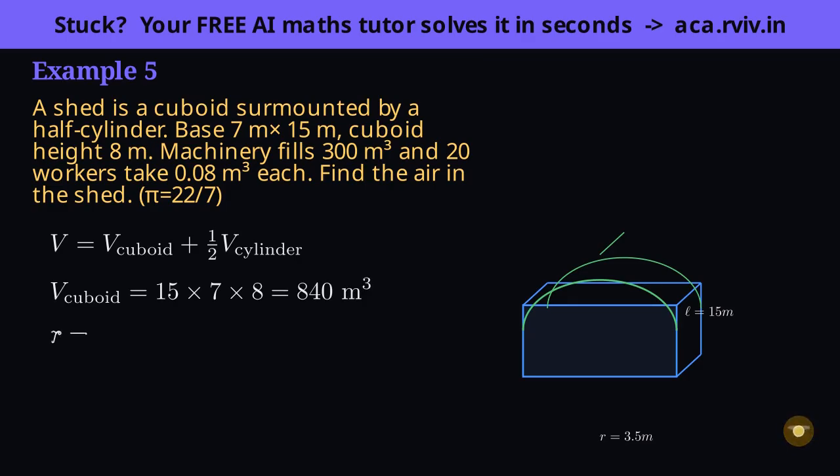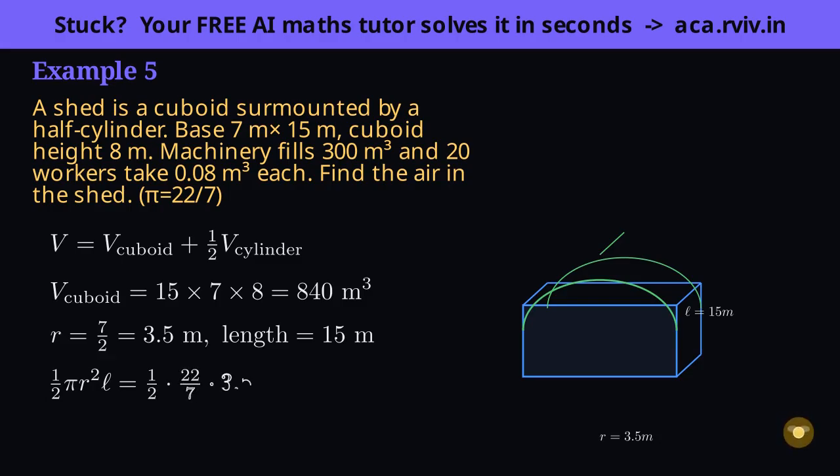Now read the roof carefully for its shape. It's a cylinder cut in half lengthways, lying along the 15-meter length like a half-pipe. Its diameter spans the 7-meter width of the shed, so its radius is half of that, 3.5, and its length is the full 15. A full cylinder's volume is πr² times its length. This roof is only half a cylinder, so we take half of that.